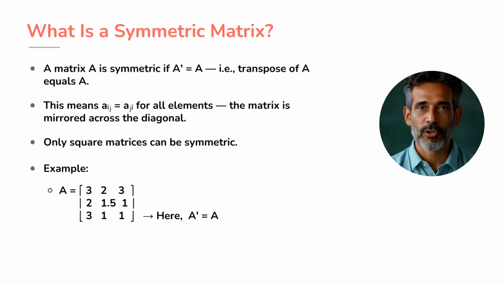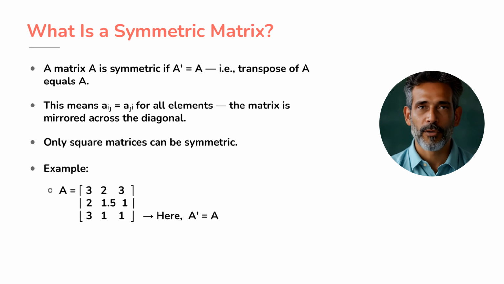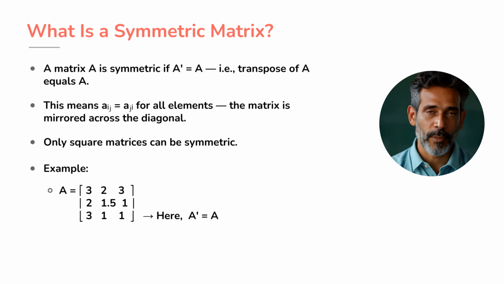Matrix A, first row 3, 2, 3. Second row 2, 1.5, 1. Third row 3, 1, 1. Now transpose it and you'll see it's exactly the same. Such symmetry isn't just visual, it allows for easier computation, especially in solving systems of equations or optimizing real-world models.